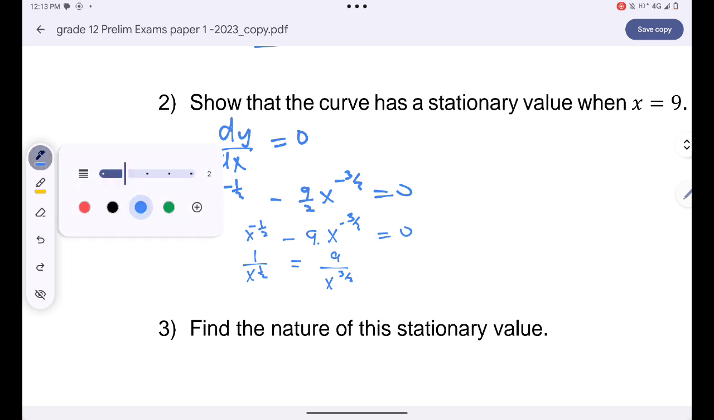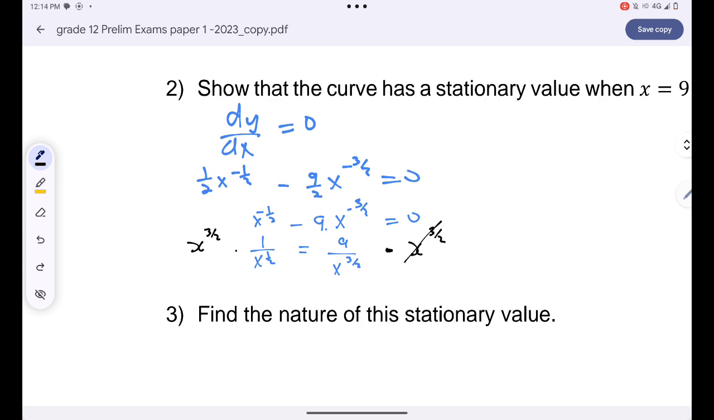If I multiply both sides by x to the power 3 over 2, these two will just cancel. I'll have 9 on the other side, and on the left hand side I'll simply have x, and then I'll have 3 over 2 minus 1 over 2, since they are dividing one another, right? That's x is equal to 9. X is equal to 9.